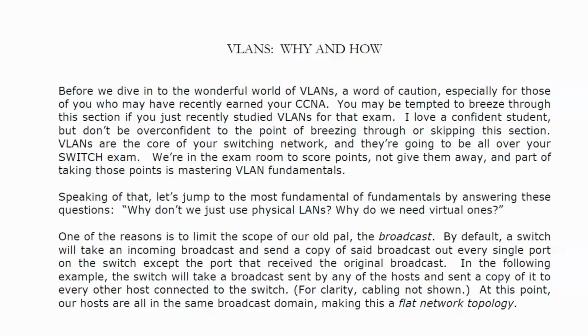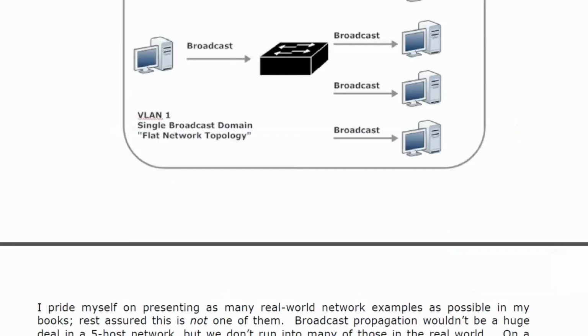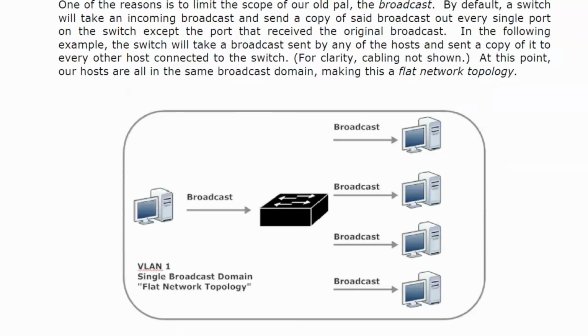Now, in the example I'm going to show you in a moment, the switch is going to take a broadcast sent by any of the hosts, and it'll send a copy of it to every other host connected to the switch. Now, for clarity, I'm not going to show the cables here, but at this point, our hosts are all in one broadcast domain, and this is what we call a flat network topology. Now, right now, they are all in a VLAN, and I'm going to hit you with this a couple times in the first couple of videos.